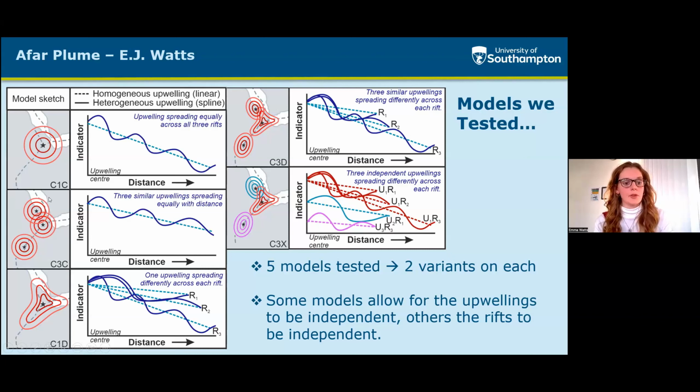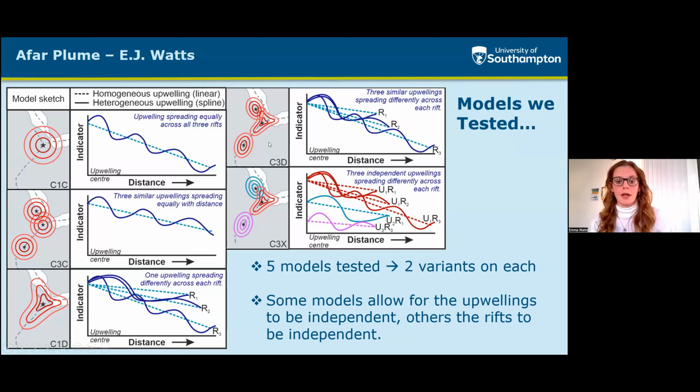So C1C was, as I said, the single plume equal across all rifts. We then used Caviero's model of having some plumelets. So we tested 3 small plumes based on her study, with their locations as you can see here. Again, they would be equal across all 3 rifts. We then had a single plume that would spread out differently across each rift, depending on that rift's scenario.